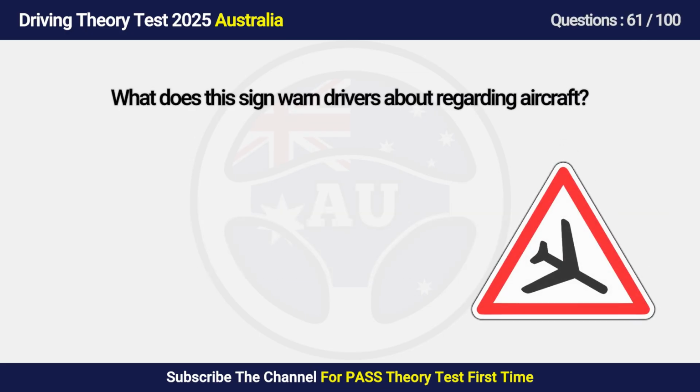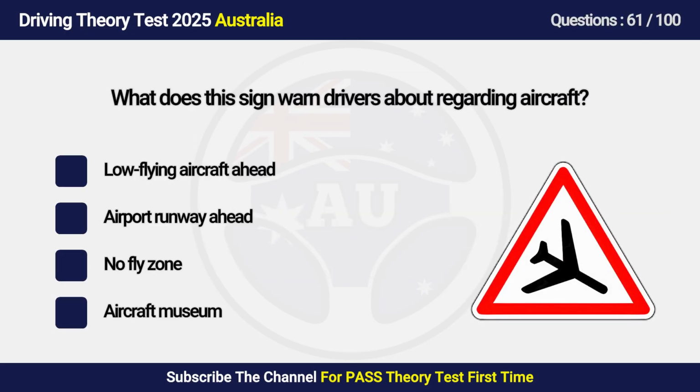Question 61. What does this sign warn drivers about regarding aircraft? A. Low-flying aircraft ahead. B. Airport runway ahead. C. No-fly zone. D. Aircraft museum.